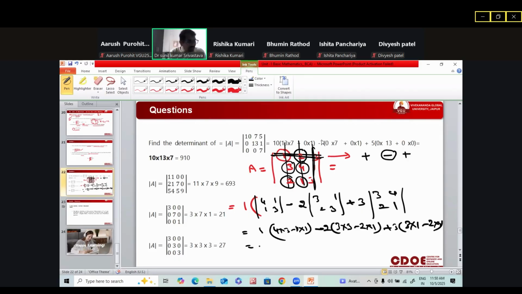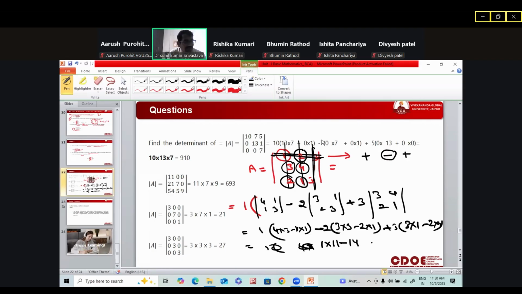After simplification, what is the value? 4 into 3 is 12, minus 1 is 11, so 1 into 11. Then minus 2 times: 3 into 3 is 9, 9 minus 2 is 7, and 7 multiplied by 2 is 14.